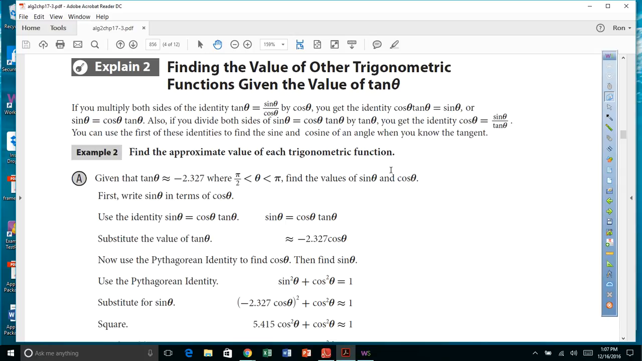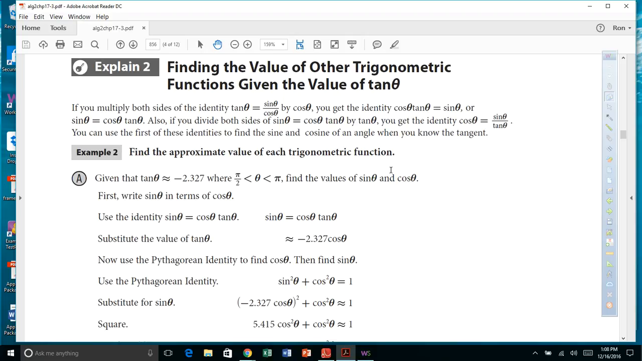Finding the value of other trigonometric functions given the value of tangent theta. If you multiply both sides of the identity, tangent theta equals sine theta divided by cosine theta, you get the identity cosine theta tangent theta equals sine theta. Or sine theta equals cosine theta times tangent theta. Also, if you divide both sides of sine theta equals cosine theta tangent theta by tangent theta, you get the identity cosine theta equals sine theta divided by tangent theta. You can use the first of these identities to find the sine and cosine of an angle when you know the tangent.